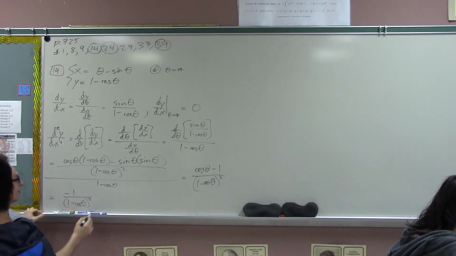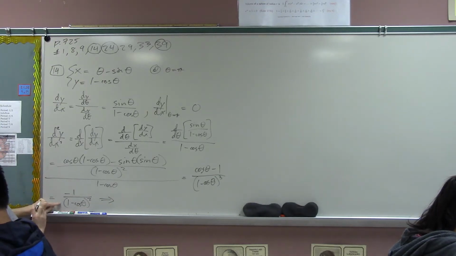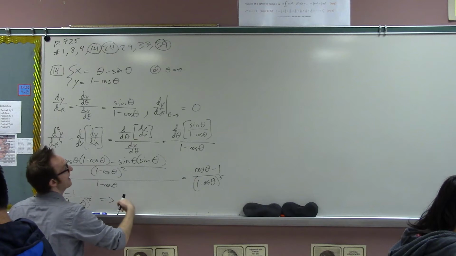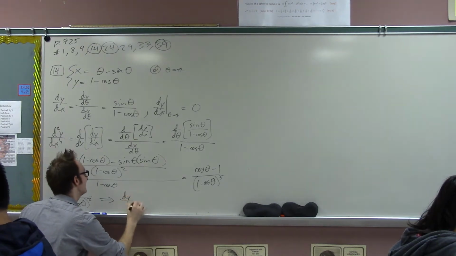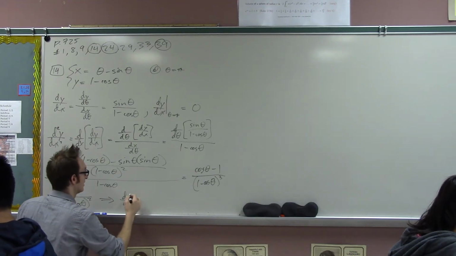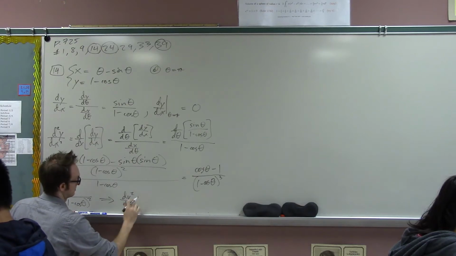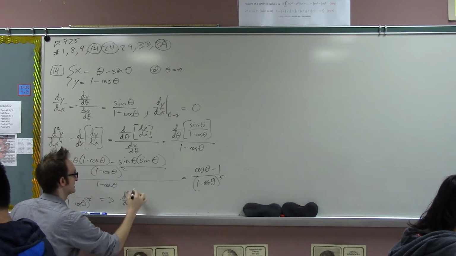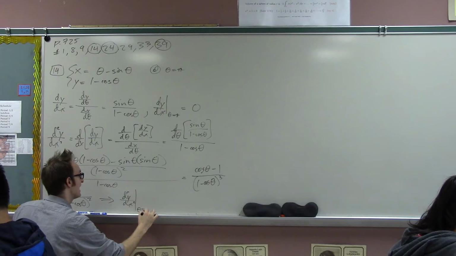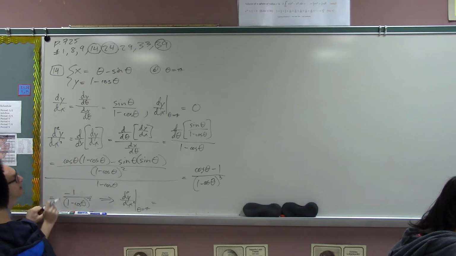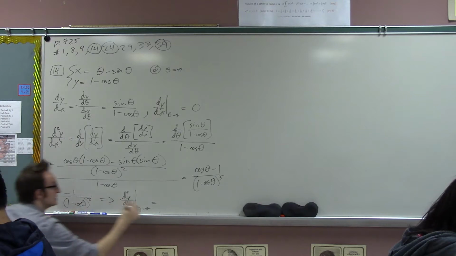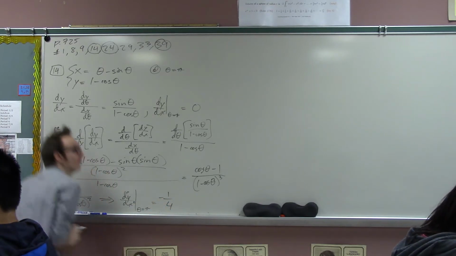Alright, so having figured out this formula in general for d squared y over dx squared, I can now figure out what is the concavity specifically at theta equals pi. When I plug in pi for cosine, that's negative 1. So 1 minus negative 1 is 2. So I think my final answer is negative 1/4.